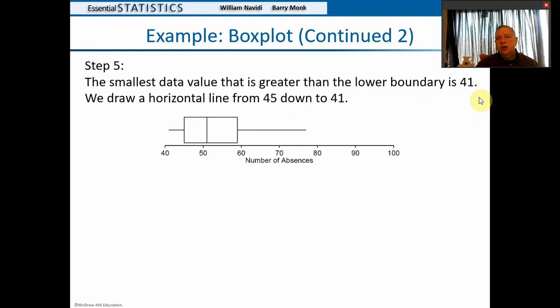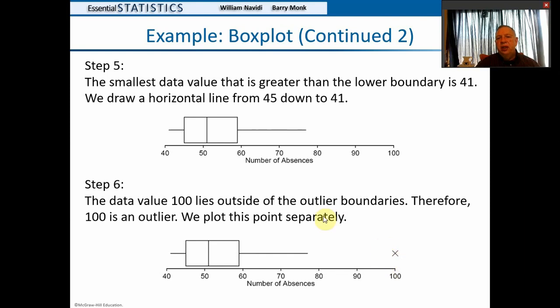The smallest data value is 41. That was our smallest, so this is our minimum. There's our maximum that's less than the upper boundary. And then we put a little X there that represents the outlier. So this is the minimum. Our lower boundary is somewhere here. That's our minimum, which is well above our lower boundary. Q1, Q2, Q3, and that's the largest value excluding what is greater than the upper boundary.